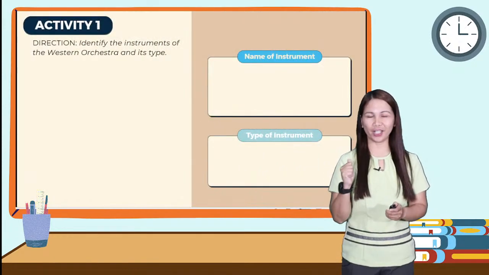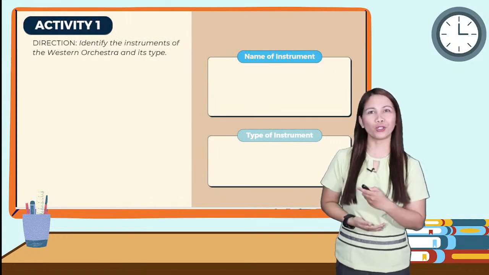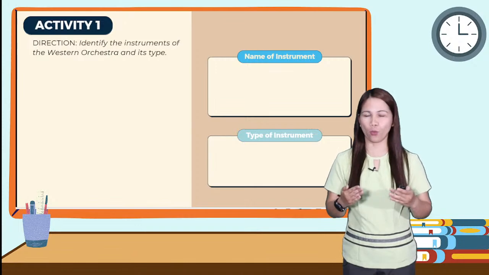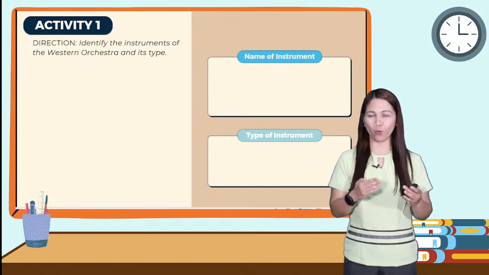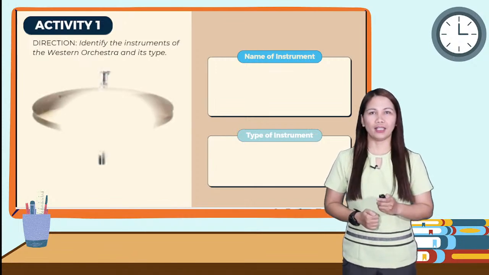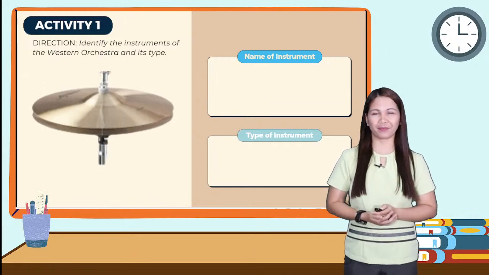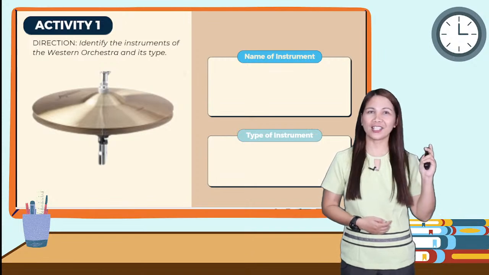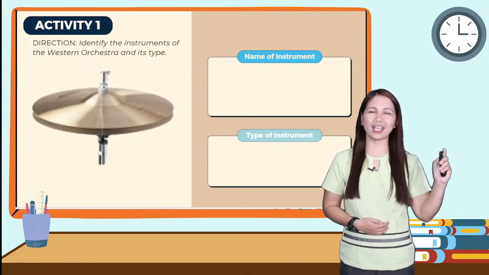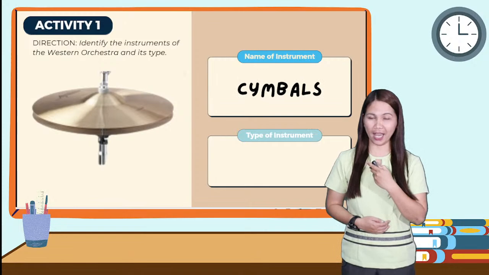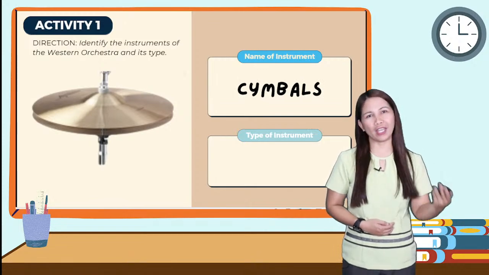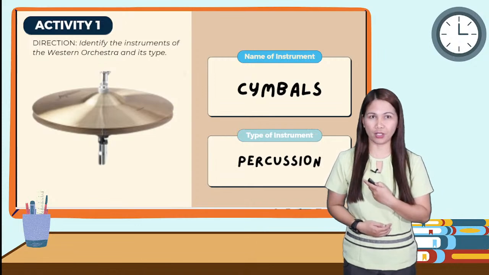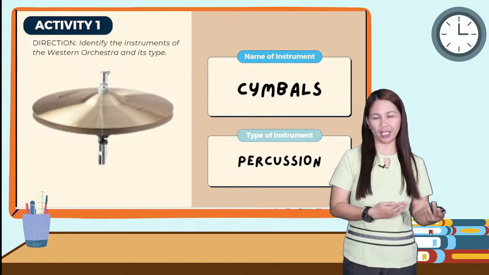So class, it's activity time. I guess you are now ready to do the first activity. Identify the instruments of the Western orchestra and its type or family. Let's have this first picture. Okay, let's reveal. Name the instrument. Obviously that is cymbals. And what type of instrument does it belong to? Of course, it belongs to the percussion family.